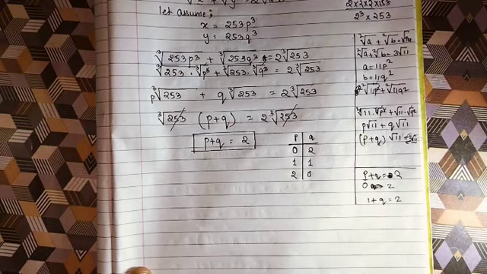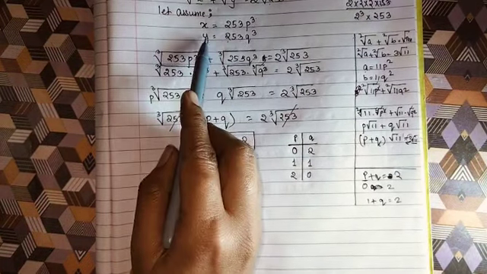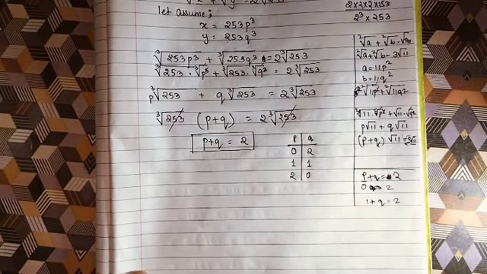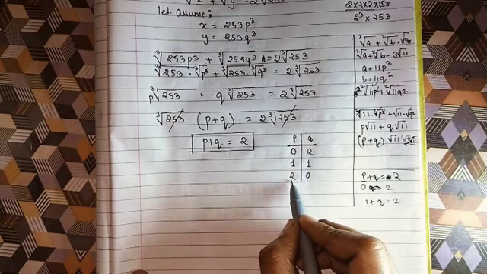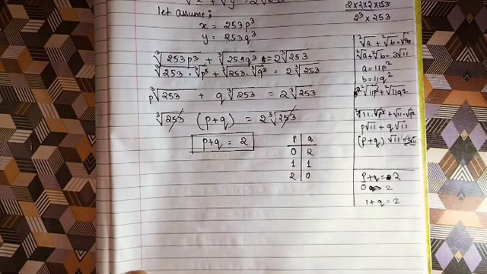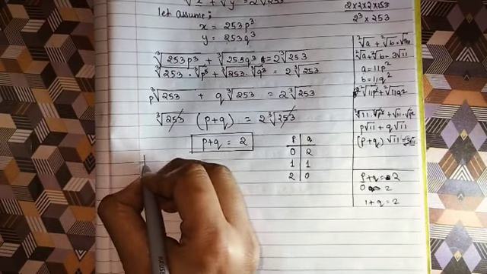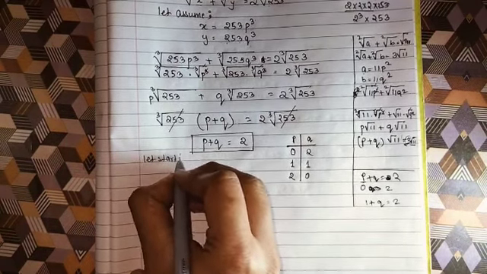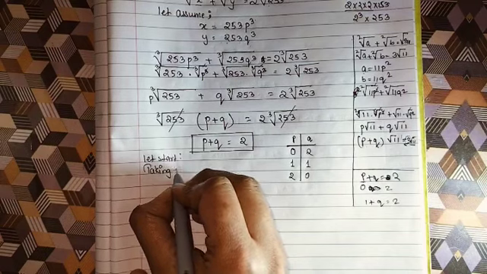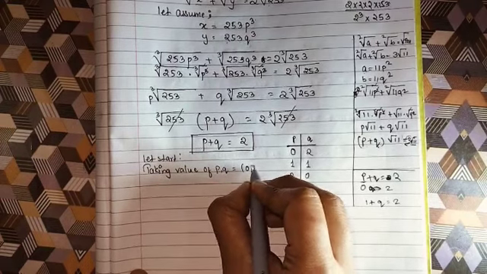Now we have values of p and we have values of q. So if we put the values of p and q in this equation, we will get the values of x and y. Since we have 3 values of p and q, we will get 3 values of x and y. So now let's start by first taking the values of p, q equal to 0 and 2.